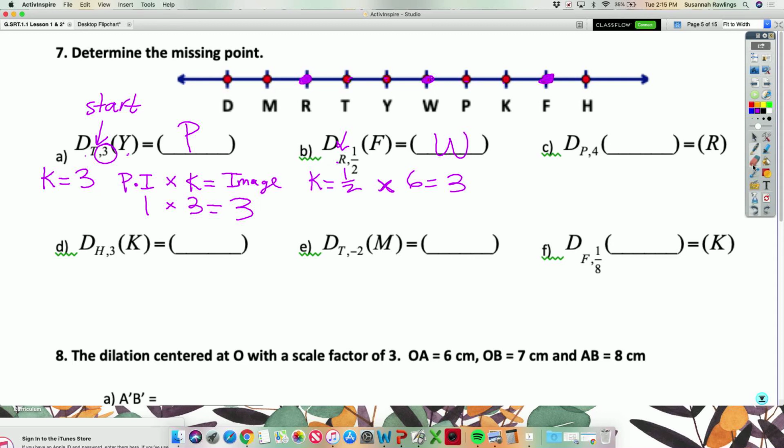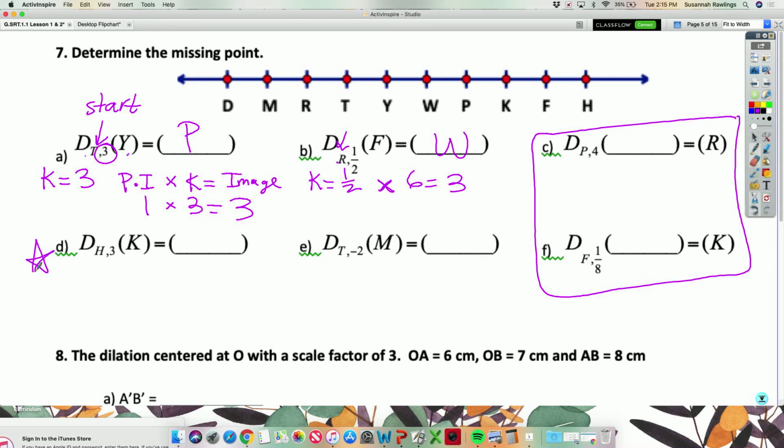So these are a little weird, but it's just trying to get you used to the format. Okay, we're going to save these last 2 for last because we have to work backwards there, so it's a little different. I want you to try this one with your partner, please. So I'll pause the video here and try letter D.